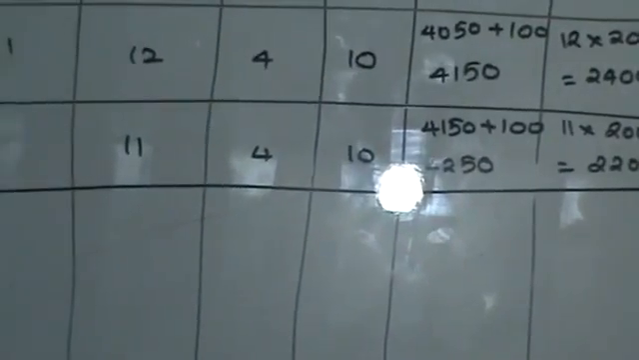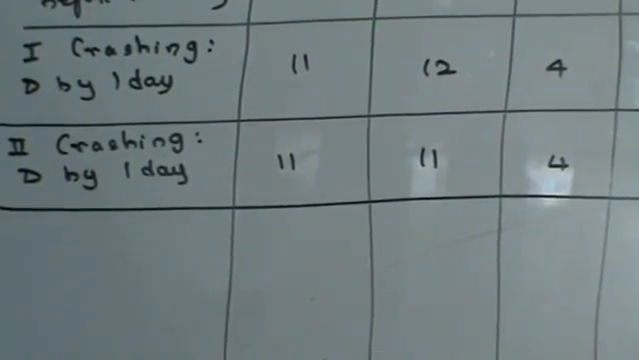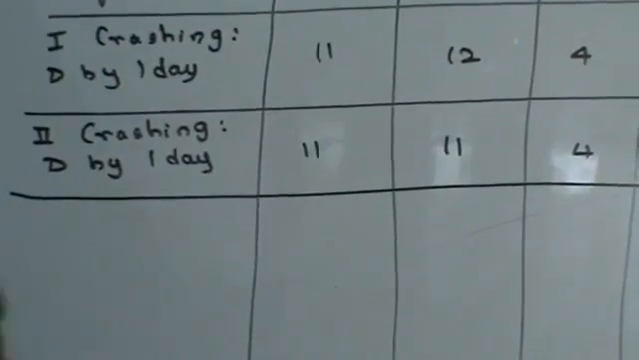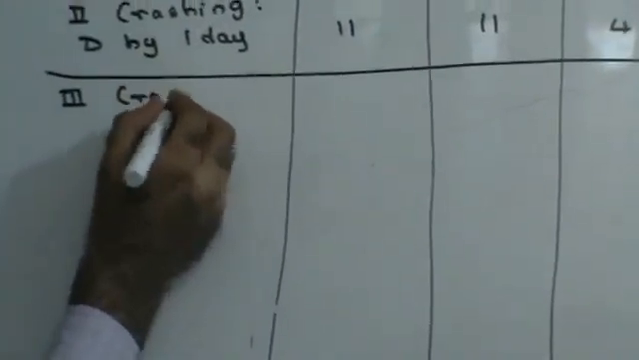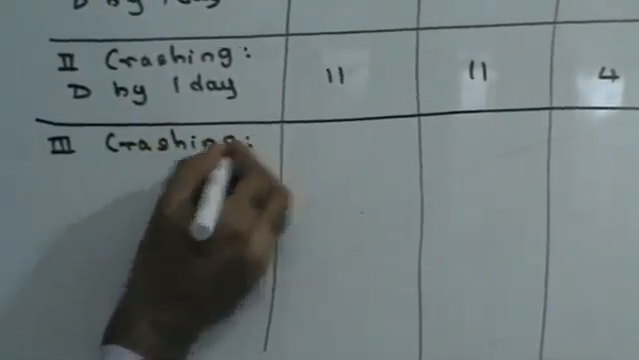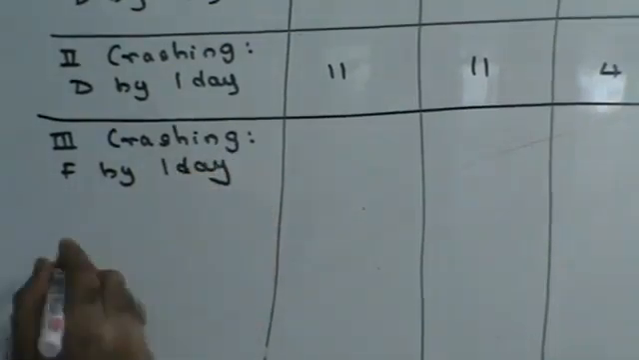So D was the first rank. Now the other two activities in my critical path are A and F. A has a rank of 3 and F has a rank of 2. So I'm going to crash F first. Third crashing. F by 1 day. Now we are going to have a problem, people. Let's try to see this.